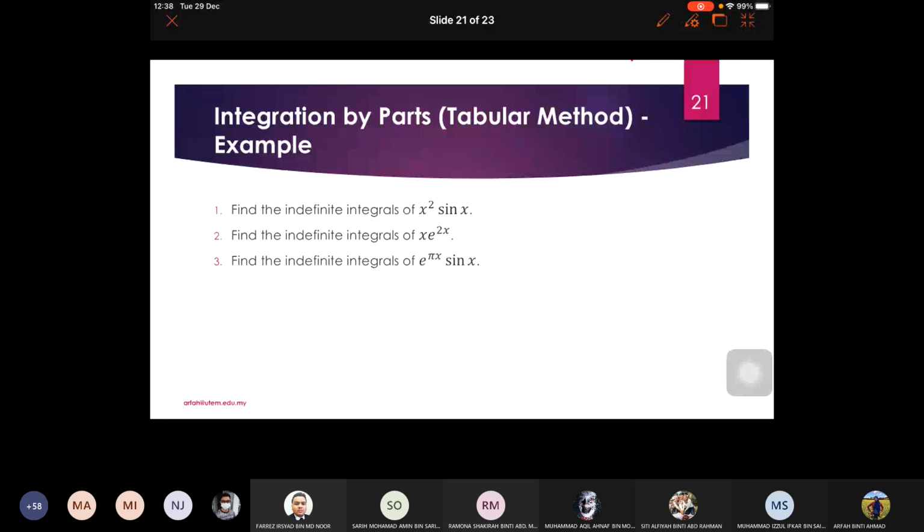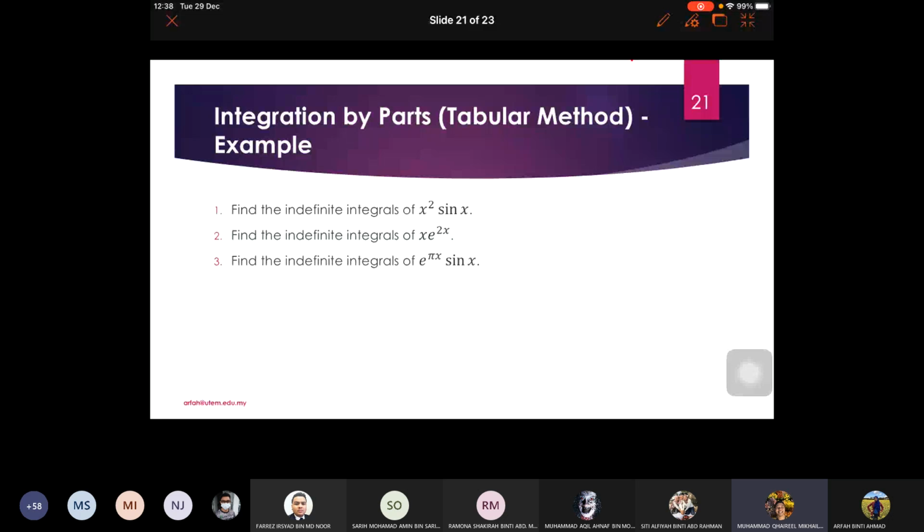And yang ini adalah case yang ketiga. Okay. So you have case 2, case 1 and case 3. So yang ini kena tengok yang mana nak jadi awak punya U, yang mana awak punya V prime. Yang case 3 ada guna pen. Tak nampak ke? Pen tak nampak.